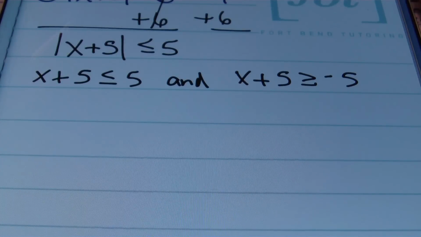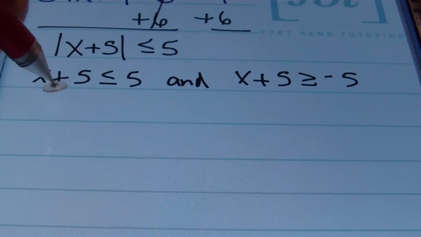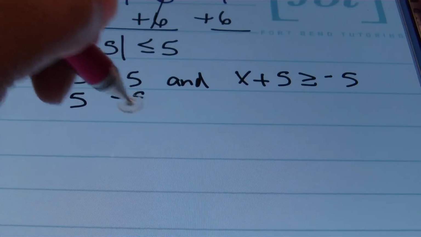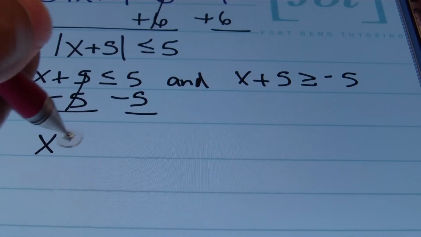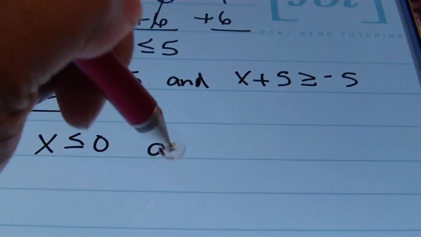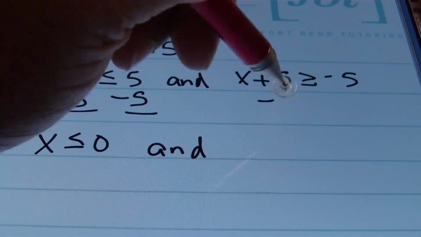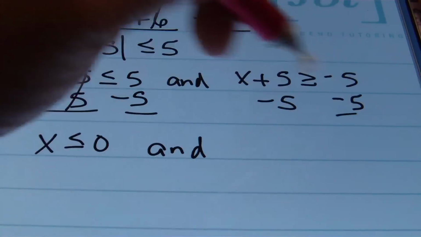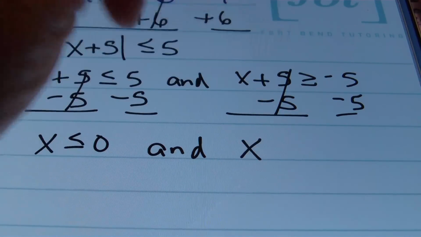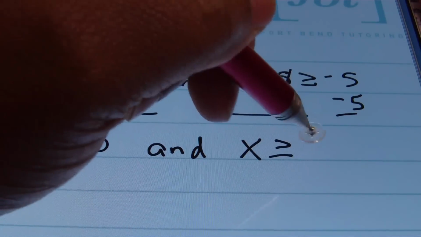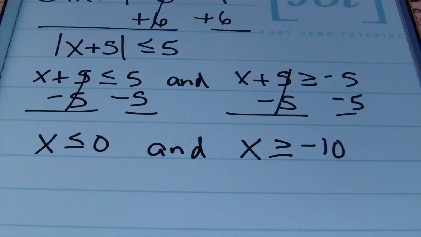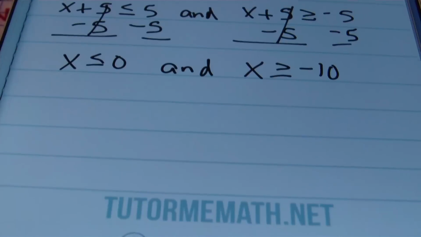All right, then you'll solve for both inequalities. So I'll subtract 5 from both sides. I end up with x is less than or equal to 0, and I'll subtract 5 from both sides of the second inequality, and I'll have x is greater than or equal to negative 10. So here's my solution. X is less than or equal to 0, and x is greater than or equal to negative 10. So let's go ahead and graph this on our number line.